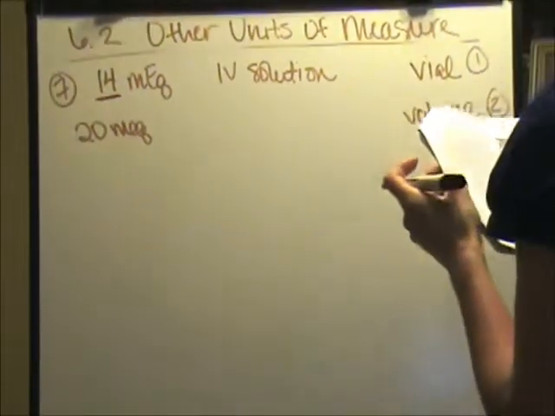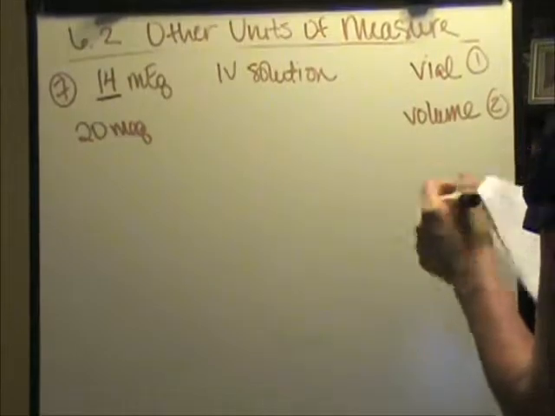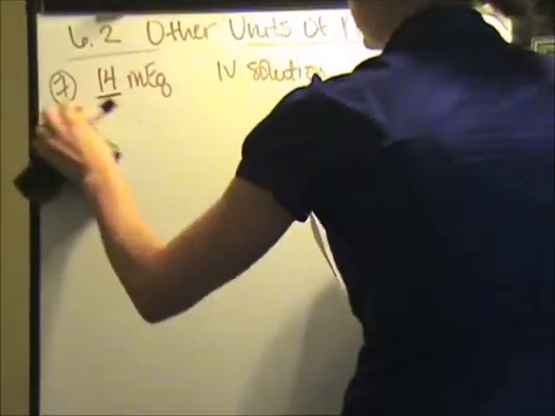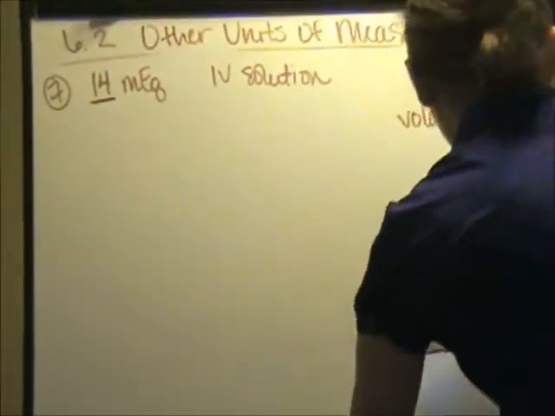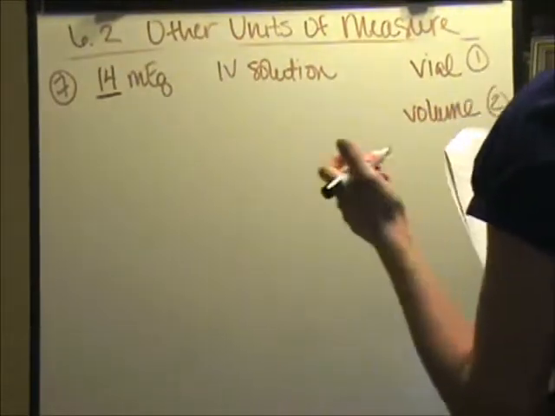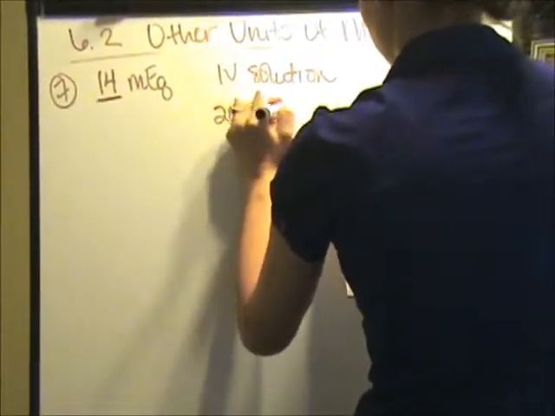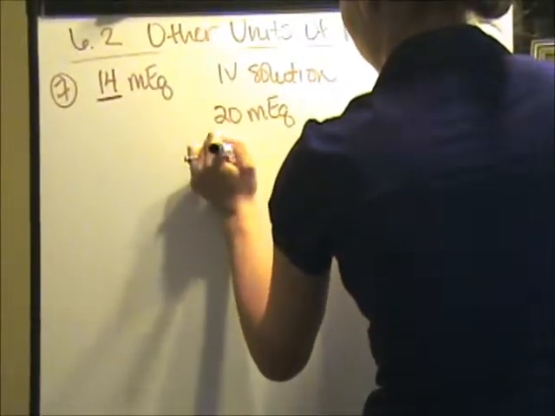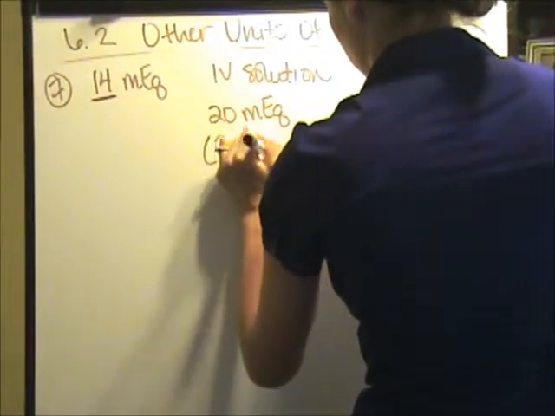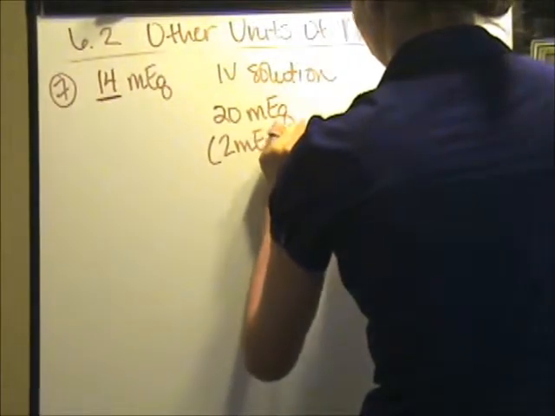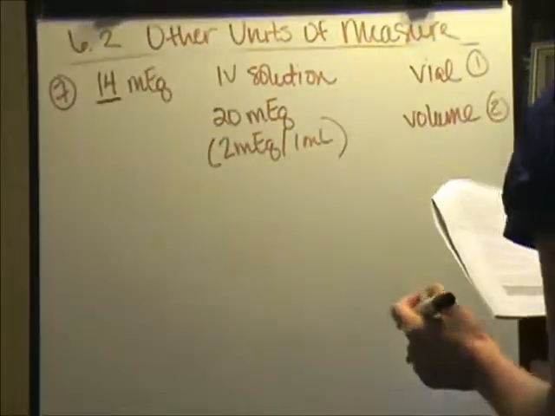Now, it's 20 milliequivalent, but it's important to keep in mind that it's 2 milliequivalent per mL. So we're taking the vial that has 20 milliequivalent in it, but it's 2 milliequivalent per milliliter. That's the most important part to remember.